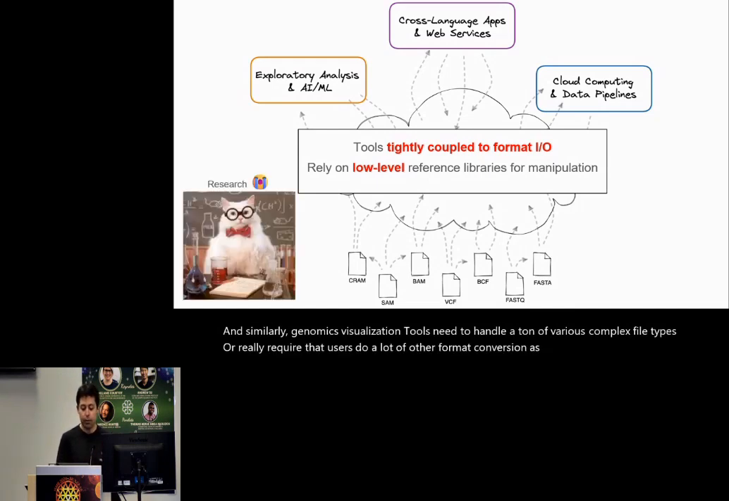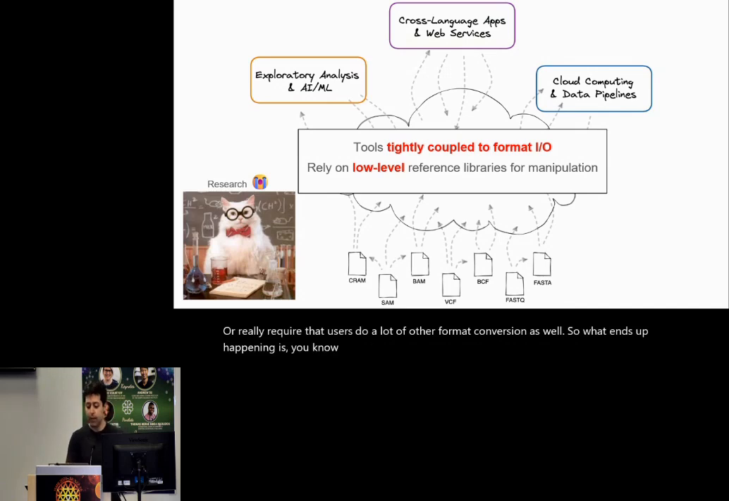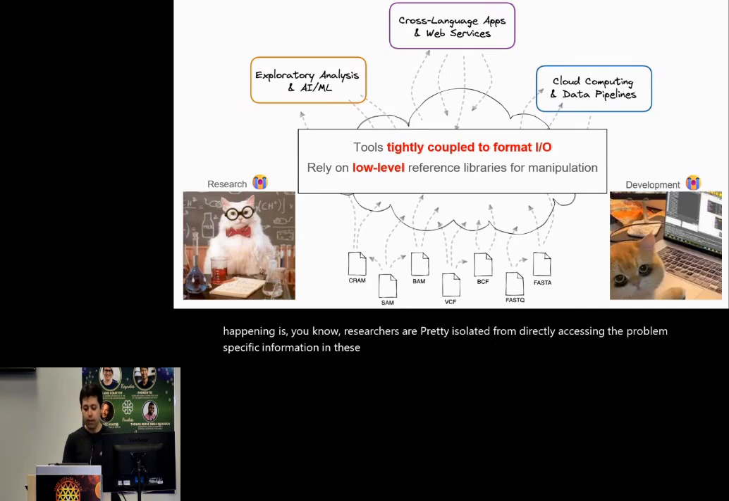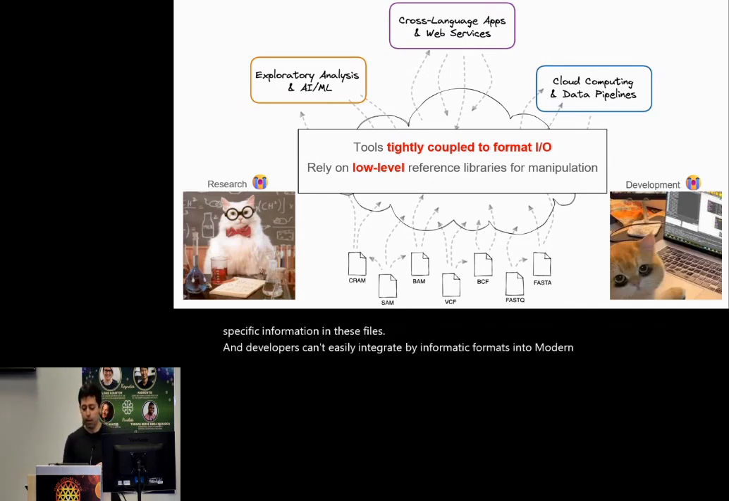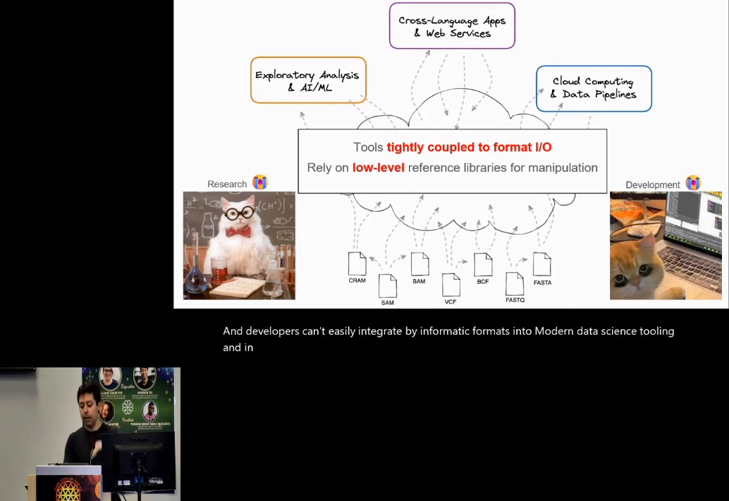So what ends up happening is researchers are pretty isolated from directly accessing the problem-specific information in these files, and developers can't easily integrate bioinformatic formats into modern data science tooling. And in general, there's just this high kinetic barrier to researchers being able to develop interactive tools really tailored to answer their specific research questions.